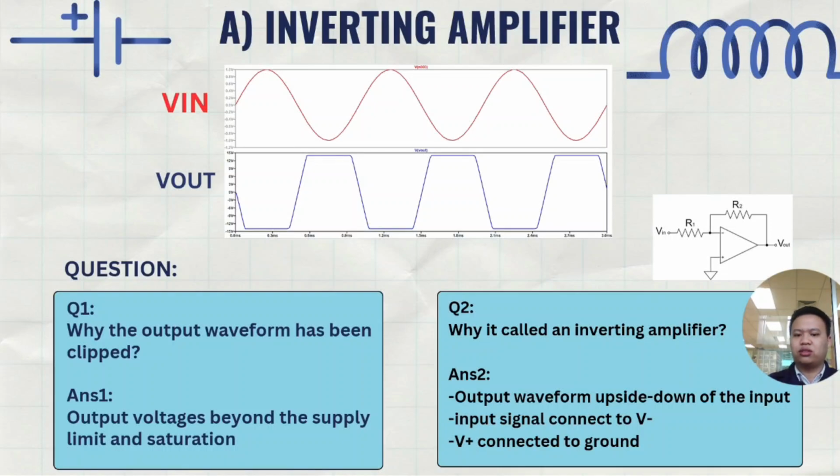For question 2, why is this called an inverting amplifier? This is because the output waveform is upside down relative to the input. The input signal connects to V- and V+ connects to ground.